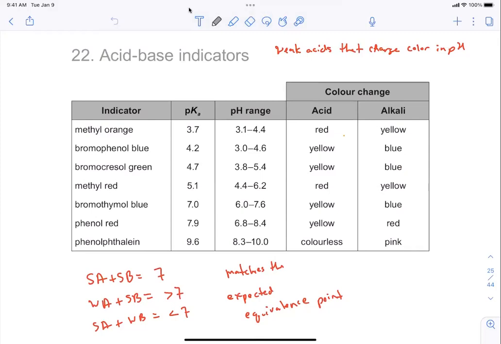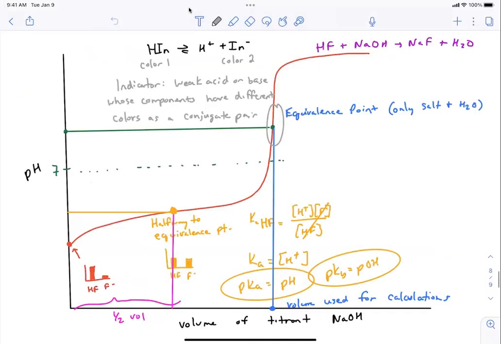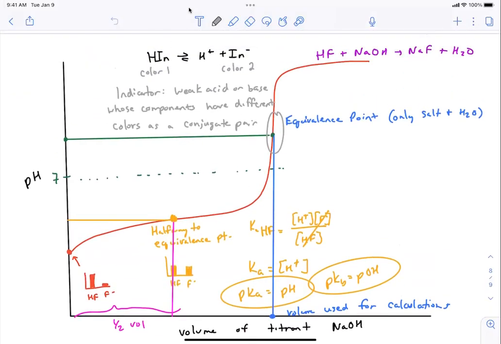So just keep in mind that this range is where these colors change, not based on 7 for these indicators. And usually when they ask you to select a suitable indicator, they'll take more than one answer. You don't have to say methyl orange or bromophenol blue. They'll probably accept either one. Or if it's base, if you say phenol red or phenolphthalein, they'll take both. So it's not like one right answer. You could both get credit for it if two people said different ones. Okay. All right.